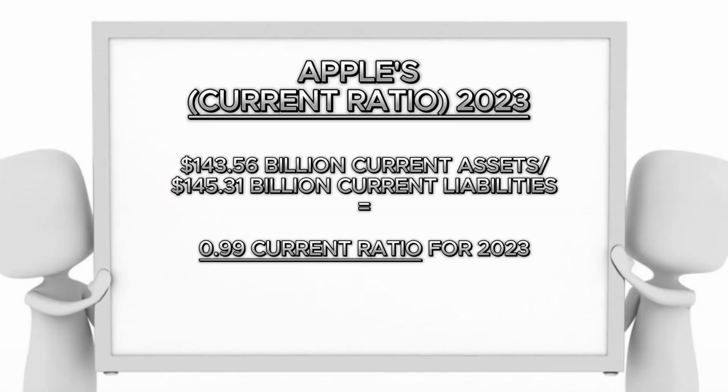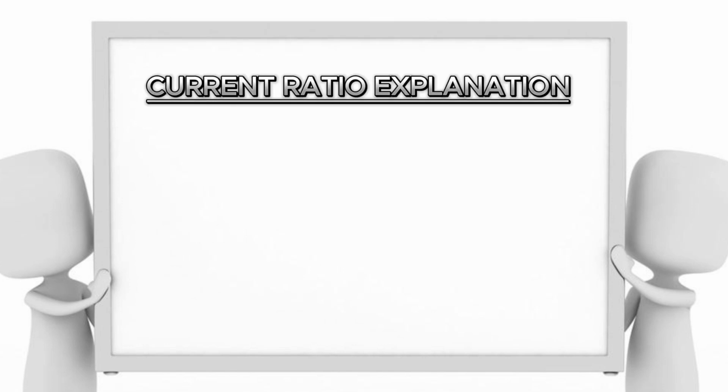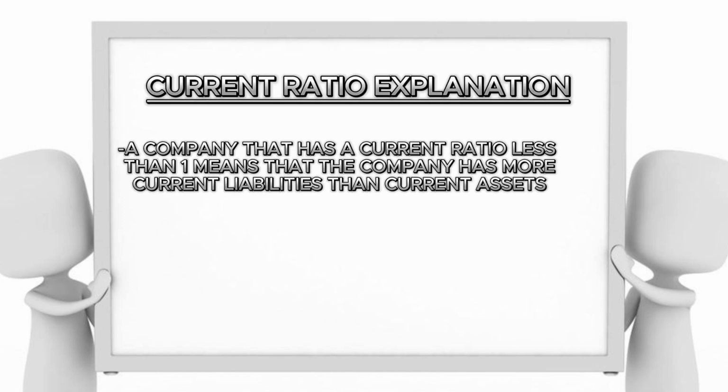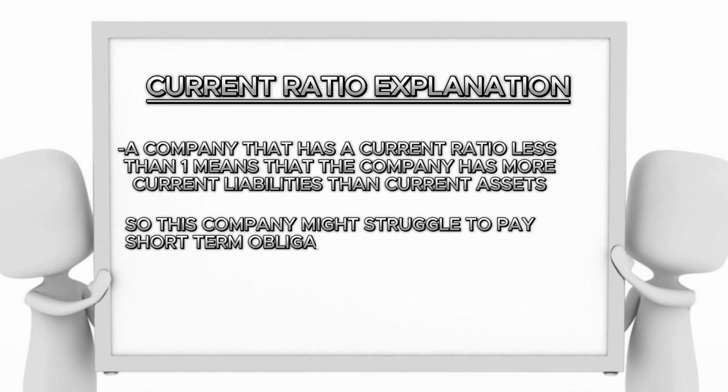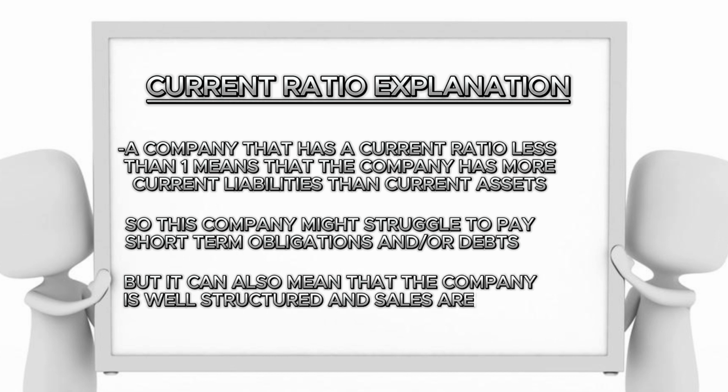A current ratio below 1 indicates that a company has more current liabilities than current assets. This could suggest that the company might struggle to pay its short-term obligations or debts that are due within a year. However, a current ratio below 1 isn't necessarily a bad sign. It could simply mean that the company operates with a high level of efficiency, turning over its inventory quickly and having good credit terms with suppliers.